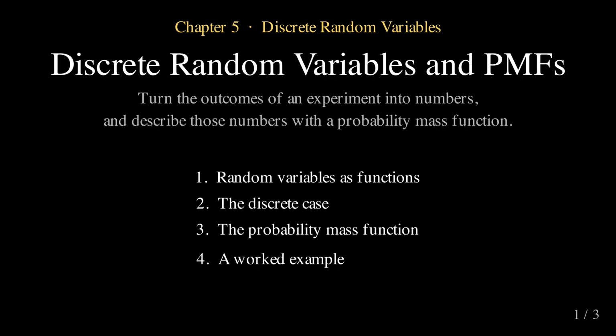We'll define a random variable as a function, focus on the discrete case, and describe it completely with one object, its probability mass function. Then we'll put a PMF to work on a small example.